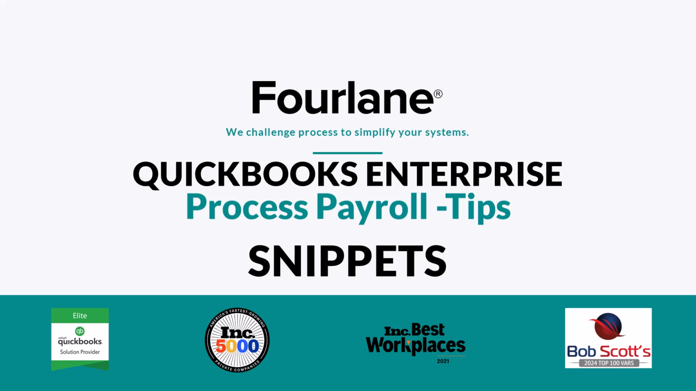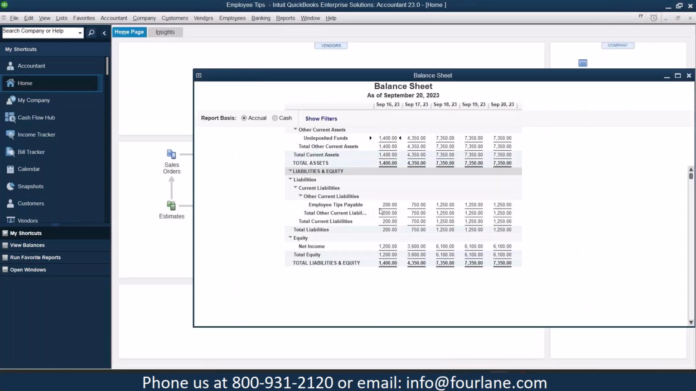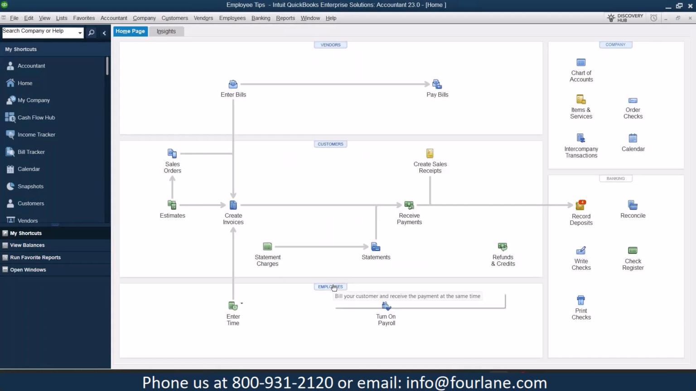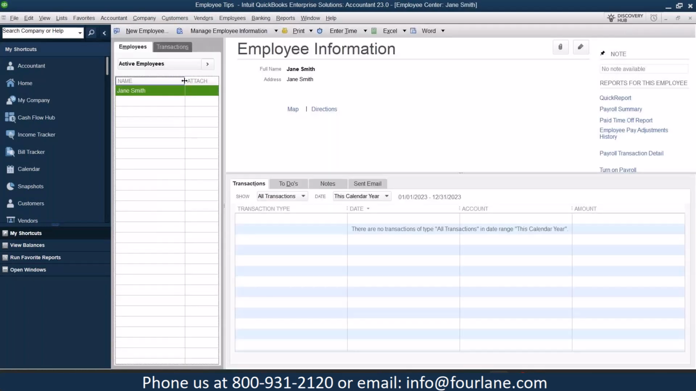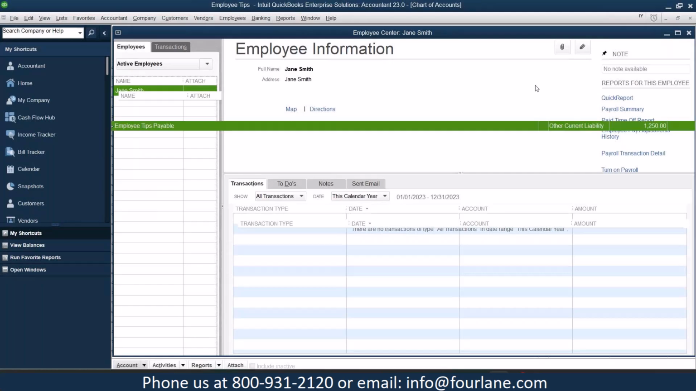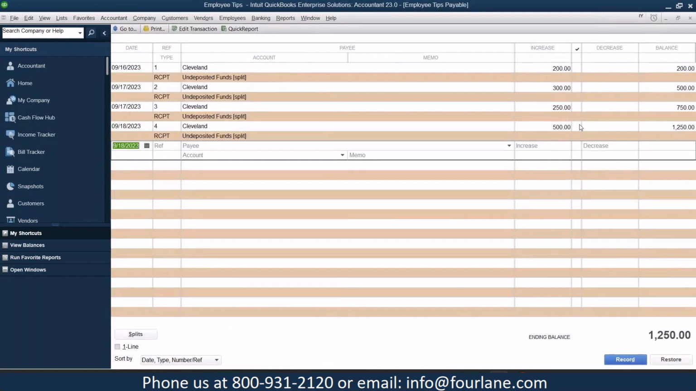All right. So now that we've got the employee tips accumulating, when it comes time to process payroll, I'm just going to go back here and go to my employee. And this is also where that external system that you're using will come in handy, because when we're looking at our other current liability, now I've just got one employee set up, Jane Smith.